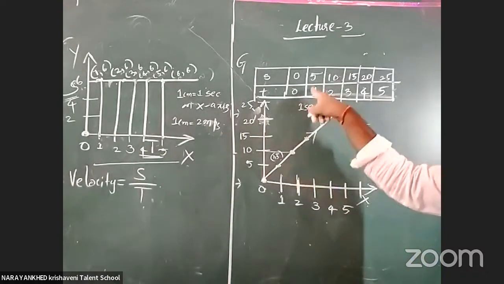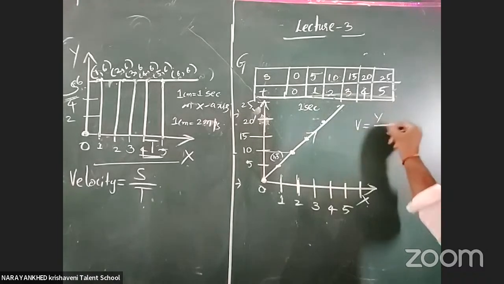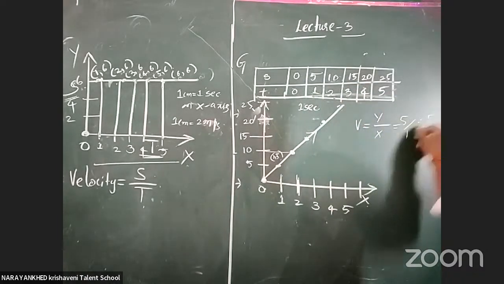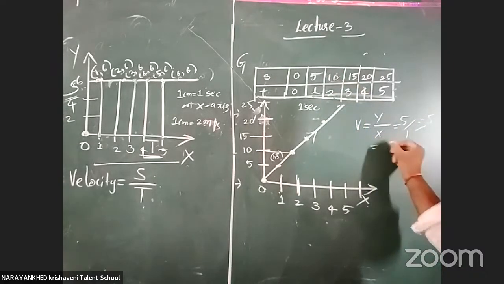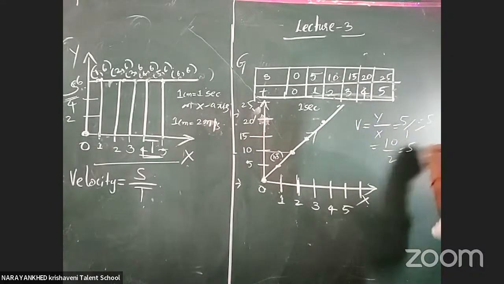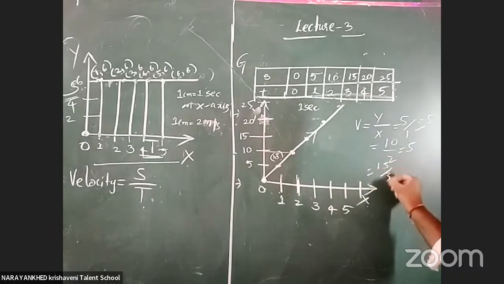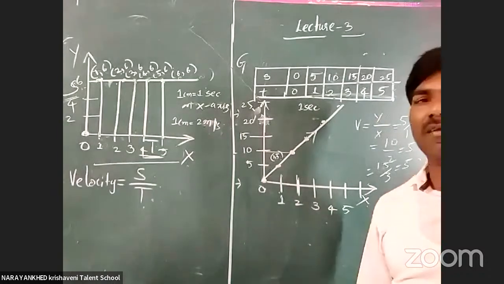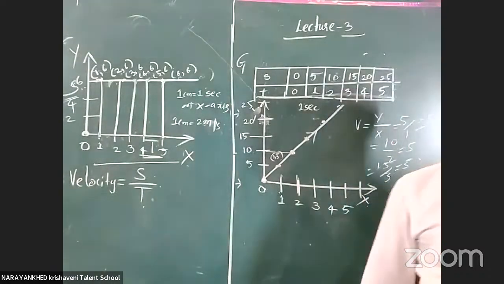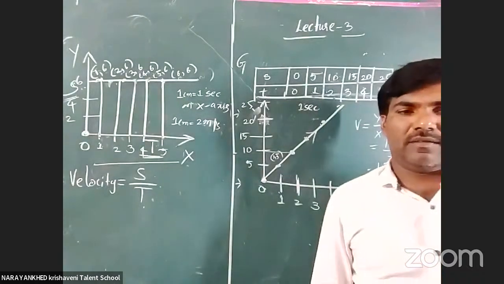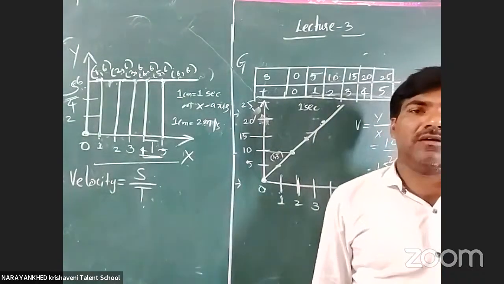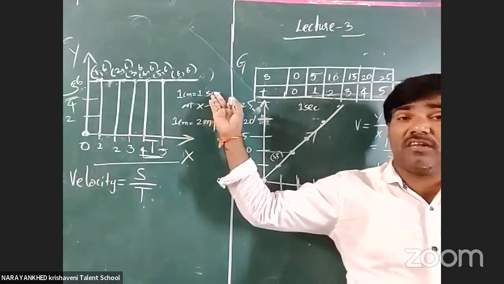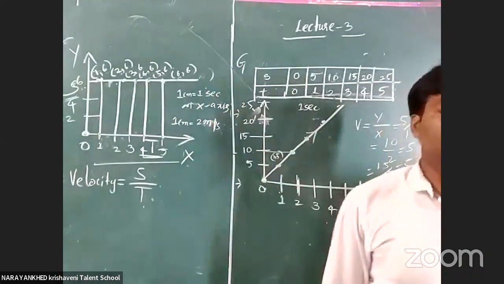You have to take the y coordinate by the x coordinate: 5 by 1 is 5. Next, 10 by 2 is also 5. 15 by 3 is also 5. 20 by 4, 25 by 5. Everywhere it is 5 meters per second only. Got it or not? This is all about uniform motion, the S-T graph, displacement and time. Please note down these two.